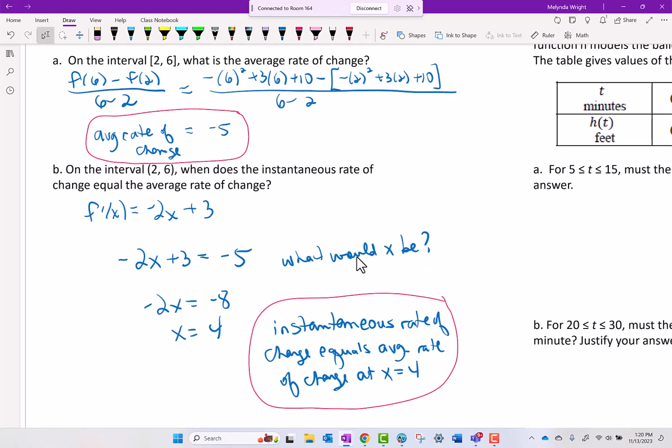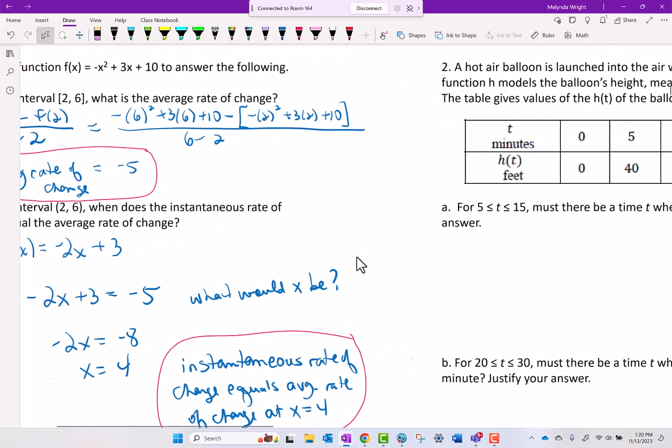So they really like it when we are specific with our answers and we repeat back the question to make sure we've answered what they've asked. Does that make sense? So it's very clear what our answer is. It's 4 because the instantaneous rate of change equals the average rate of change at x equals 4. Okay? All right, so let's look at this last question.